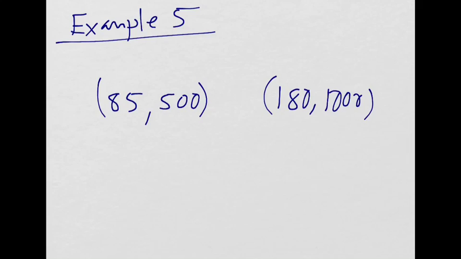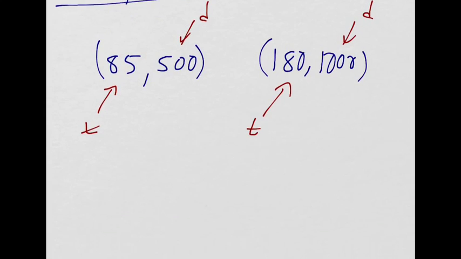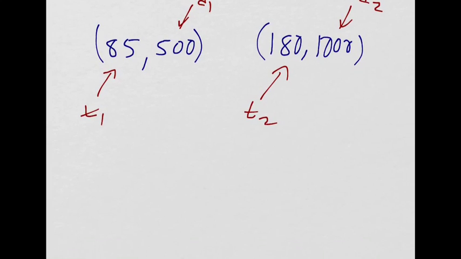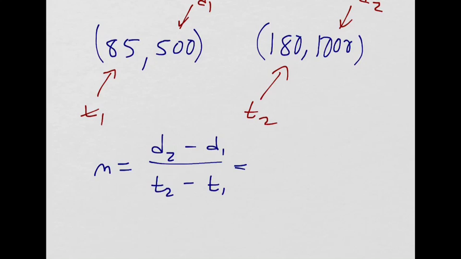Okay? So in this example, the y-coordinates represent the distance that the guys went at a certain time, and the x-coordinates represent the time. So if you like, we can change things up a little bit. We can call x and y t and d, just to make it a little more relevant. So now we have d2 minus d1 over t2 minus t1. Okay? So this is 1,000 minus 500 over 180 minus 85.